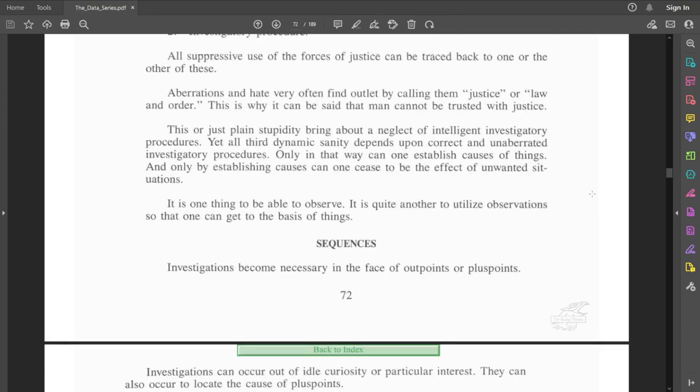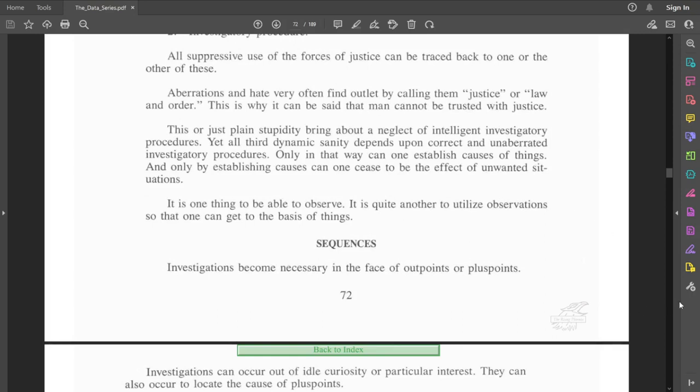This or just plain stupidity bring about a neglect of intelligent investigatory procedures, yet all third dynamic sanity depends upon correct and unaberrated investigatory procedures. Third dynamic is group. Only in that way can one establish causes of things, and only by establishing causes can one cease to be the effect of unwanted situations.